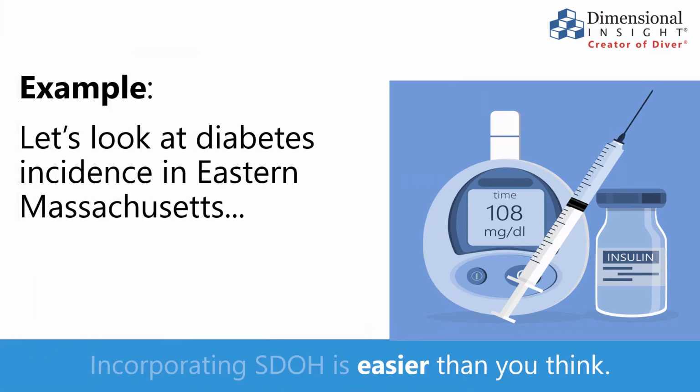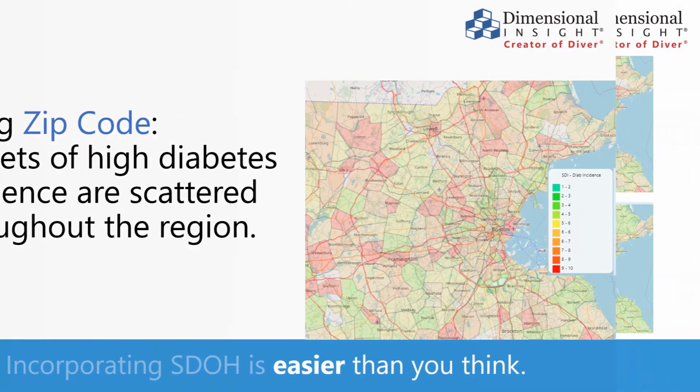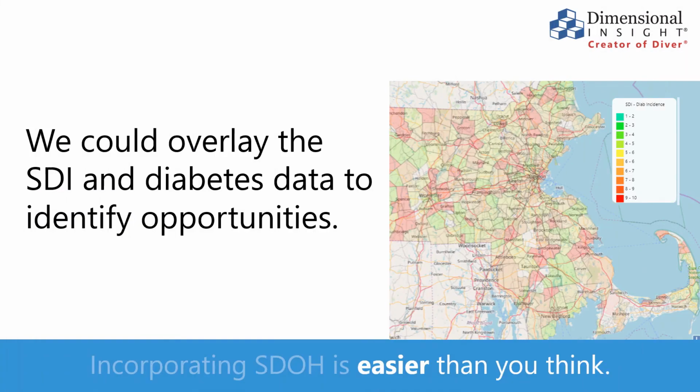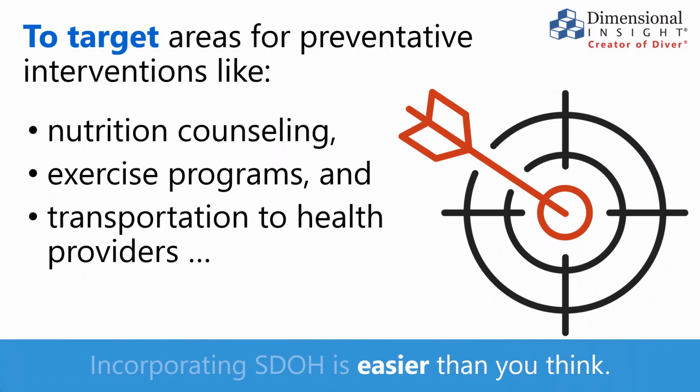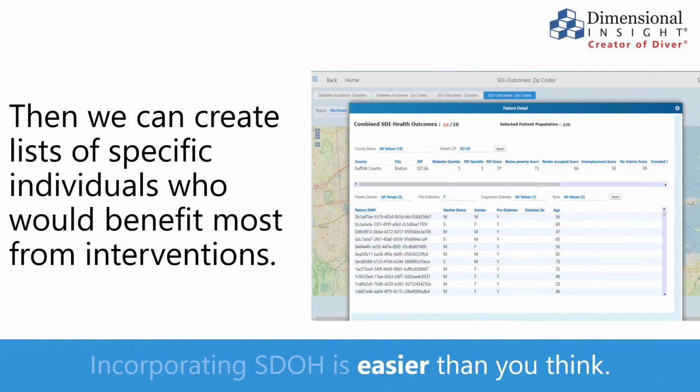Well, here's an example. Let's look at diabetes incidence in eastern Massachusetts. Using zip code, we see pockets of high diabetes incidence scattered throughout the region. But they don't necessarily coincide with areas of high social deprivation. We could overlay social deprivation and diabetes incidence data to identify opportunities to target areas for preventative interventions like nutrition counseling, exercise programs, and transportation to healthcare providers. In the city of Boston, we can clearly pick out neighborhoods with poor health outcomes and high social deprivation. Then we can create lists of specific individuals who would benefit most from those interventions, such as people with pre-diabetes.